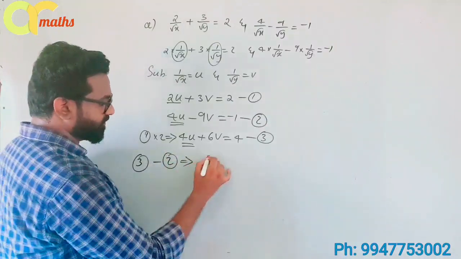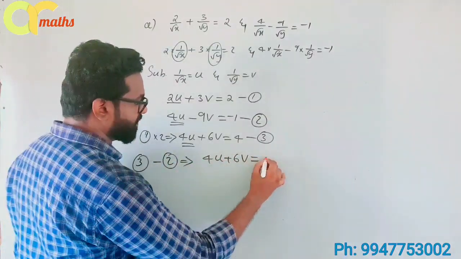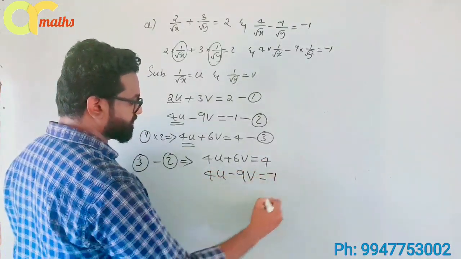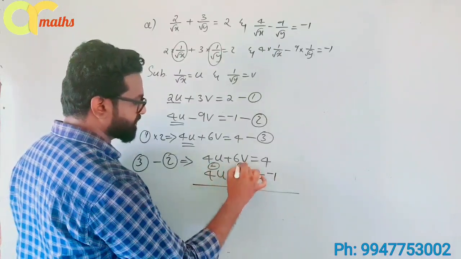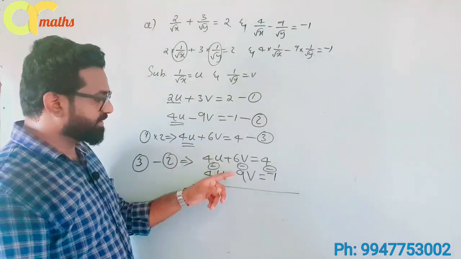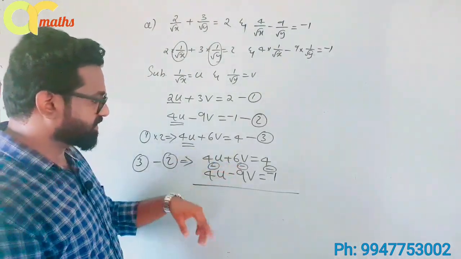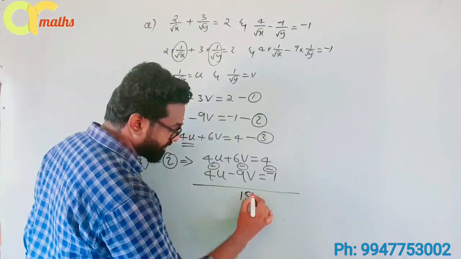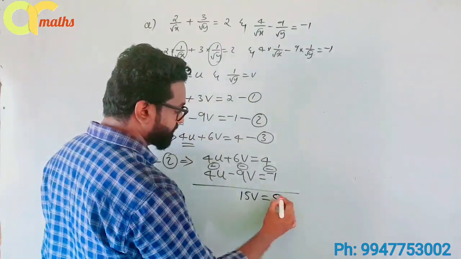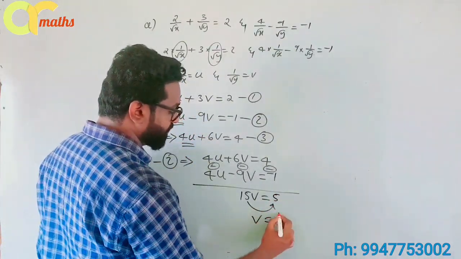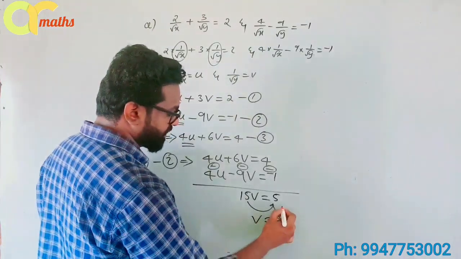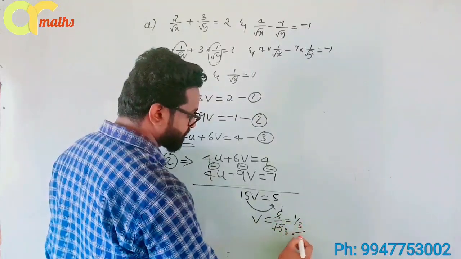First write equation 3, 4u plus 6v equal to 4. Next 4u minus 9v equal to minus 1. Subtraction. Ready? Very simple. 4u minus 4u, 0. 6v minus 9v, it will be negative. Then 15v equal to 4 minus minus 1, that is 4 plus 1, that is 5. What is v? v equal to 5 divided by 15. In 5 and 15 you can cancel 5, here 1 times, here 3 times, that is 1 by 3.